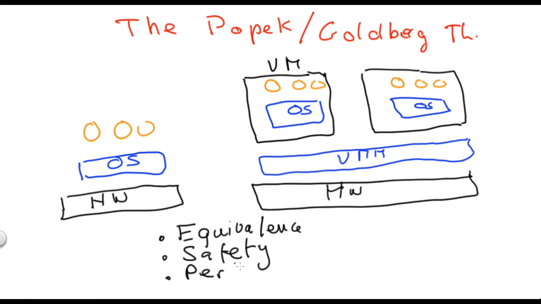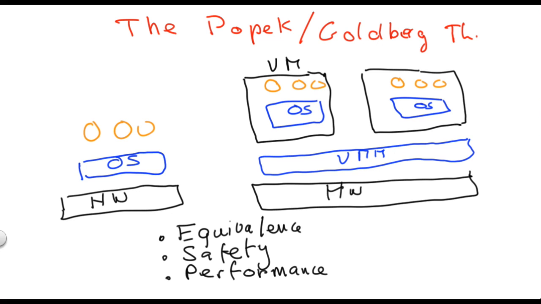And the third requirement is performance. By performance, we mean that the overhead associated with virtualization, the introduction of that level of indirection, must be sufficiently small that you can use a virtual machine in the same way that you would use a regular computer. In other words, the slowdown associated with virtualization must be sufficiently small that it doesn't impact execution in practice.